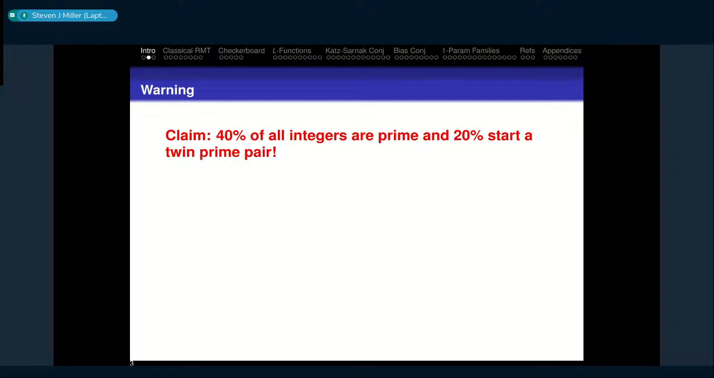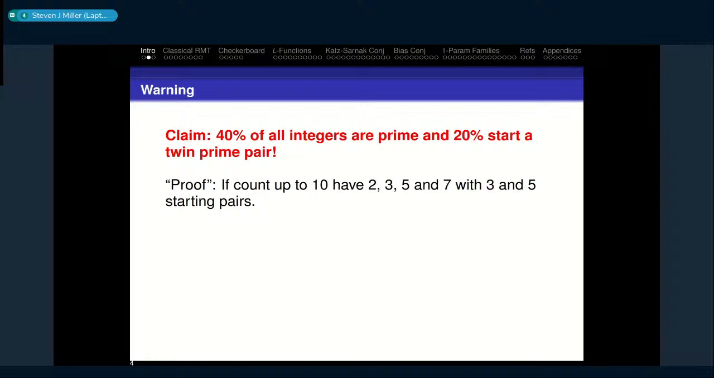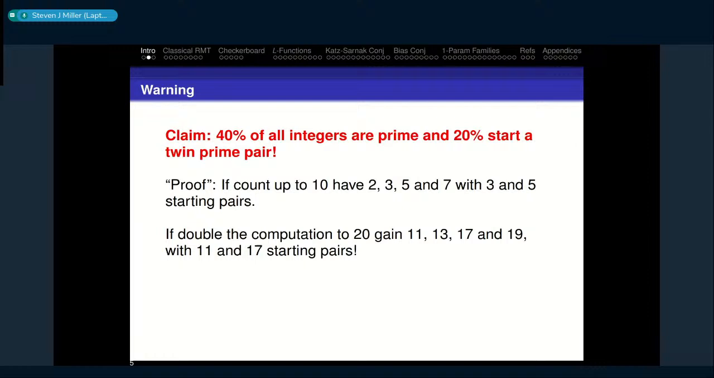So I'd like to give the following as a warning to anybody working in subjects like elliptic curves. Here is a claim which hopefully everybody knows is absurd: 40% of all integers are prime and 2 prime pair. Here's a sketch of a really bad proof. Let's count all the primes up to 10. We see 2, 3, 5, 7. So 40% of the integers are prime, and 3 and 5 both start 2 prime pairs. If you doubt this, let's double the range of computation, go up to 20, and we gain the primes 11, 13, 17, and 19, with again 2 of them starting 2 prime pairs.